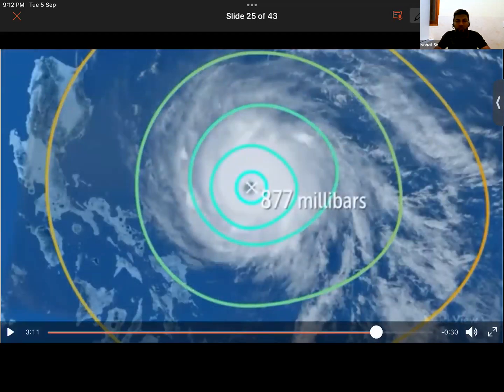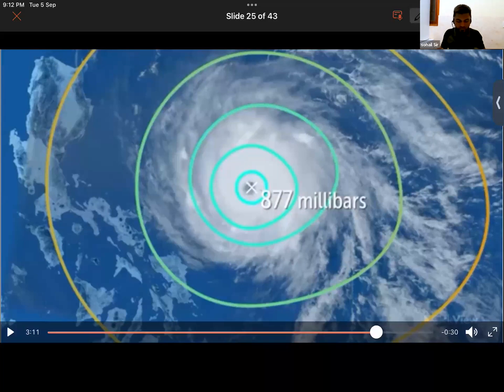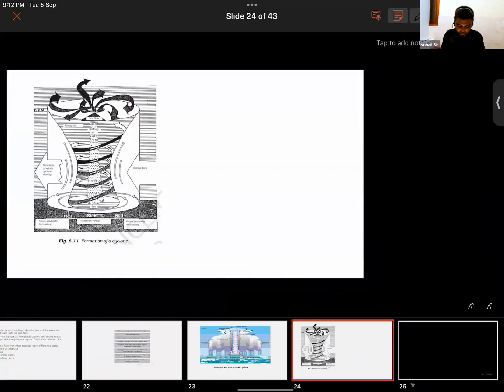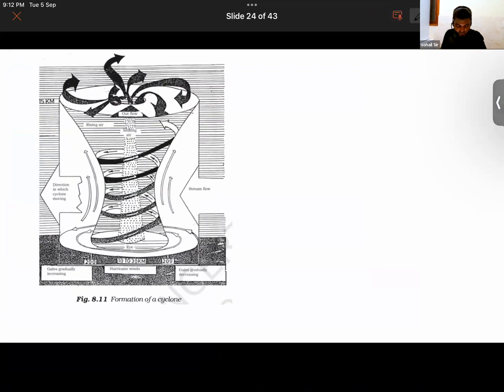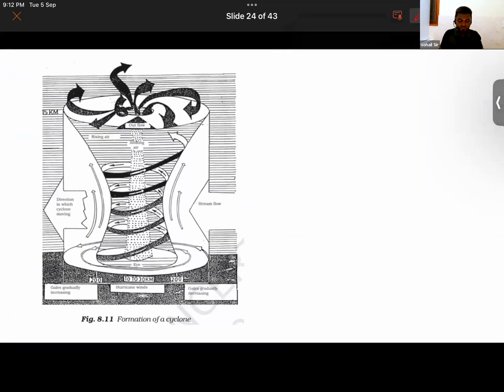Okay, you guys saw the animation here. Now, what is a millibar? Millibar is the unit to measure atmospheric pressure. Okay. So look over here. That's a better depiction here. Now, the warm air is rising up here.